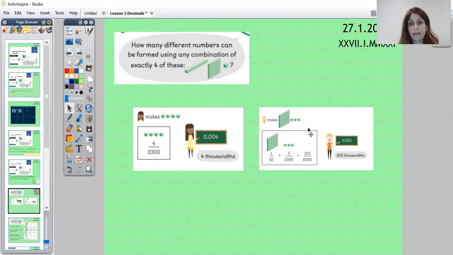And then this girl here has chosen to use a tenths block. So she's got 0.1 there, and then she's got 3 of the thousandths. So she's got 0.1 and she's got 0.003, which makes 0.103.